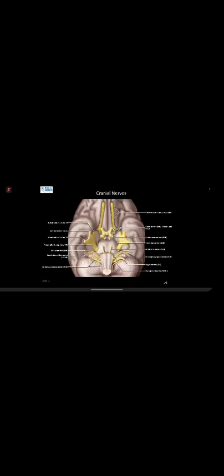Just a quick revision about the cranial nerves, and some of them are important at FRCR level, and because they are, the examiners are going to ask you questions about them.